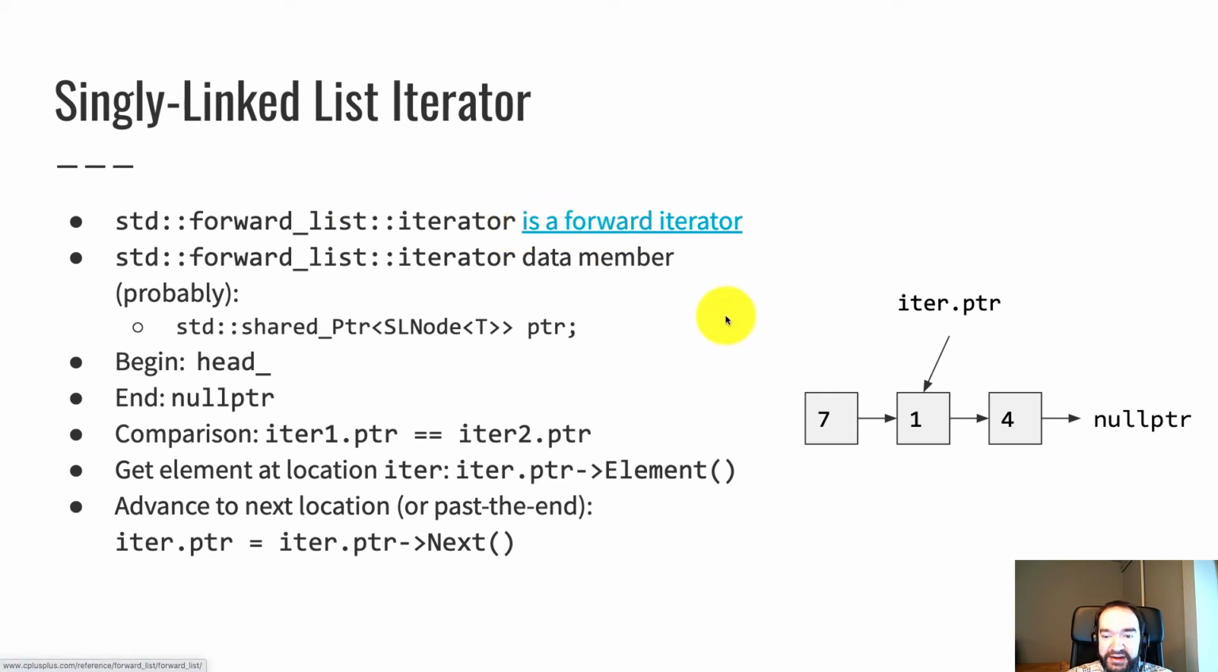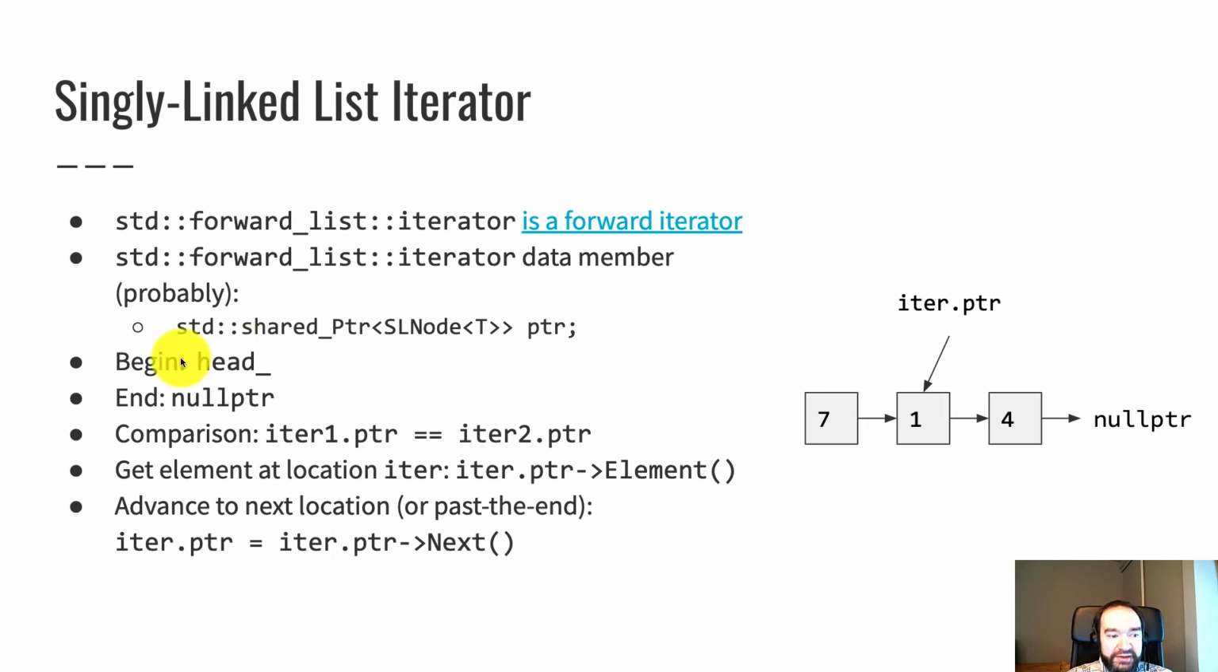The rationale for that is that you can start at the beginning of a singly linked list and move to the next location by following next pointers, but there's no efficient way of moving backward. To go backwards, you have to remember where you were already, and the nodes don't have that capability in an efficient way. So forward list gives you a forward iterator.